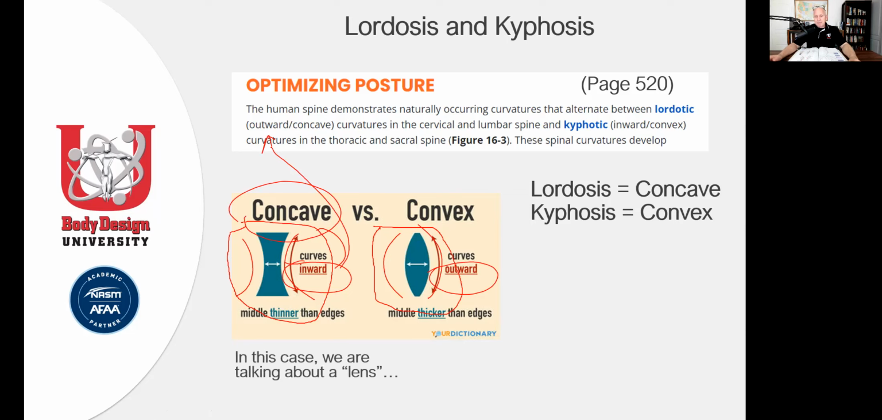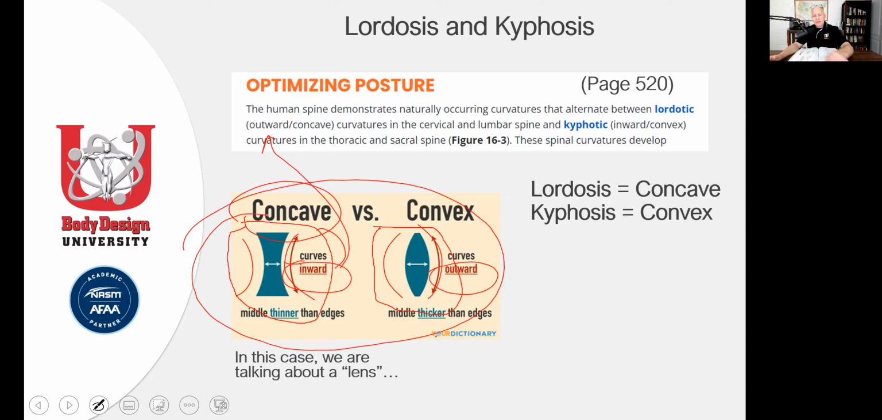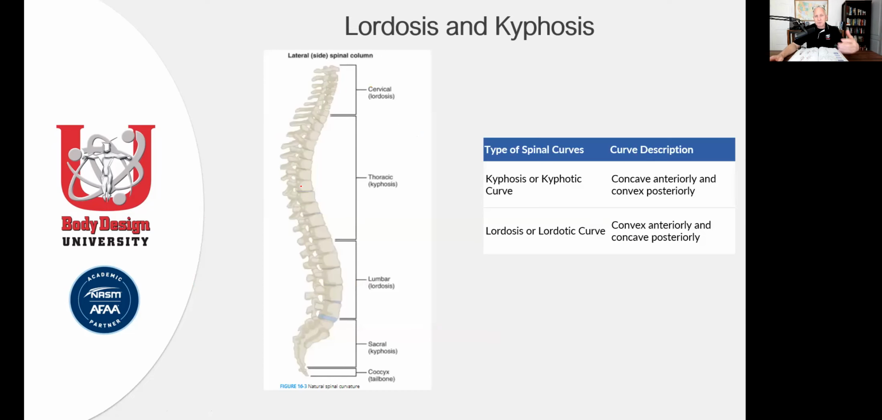Here is the thing to keep in mind. We are talking about a lens. That's why these pictures are important to look at. They give you an understanding that either way you look at it, convexity is bulging out, so outward, and concavity is bulging in. So how does this relate to the human spinal column? Here's where I'm going to confuse you a little bit. Well, maybe not confuse you, but I want you to understand something.